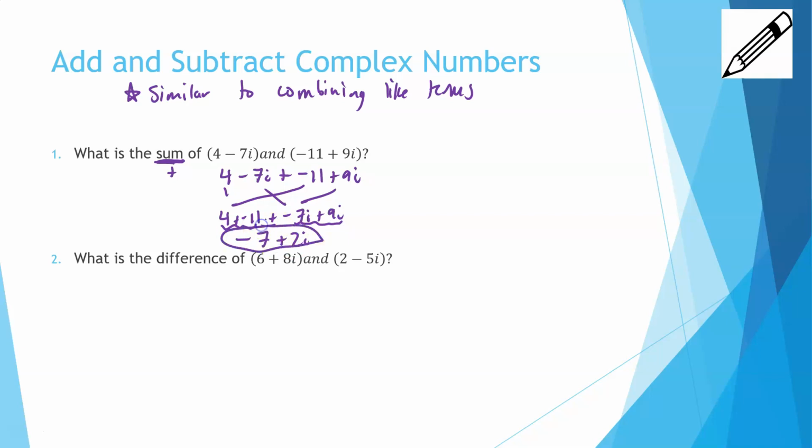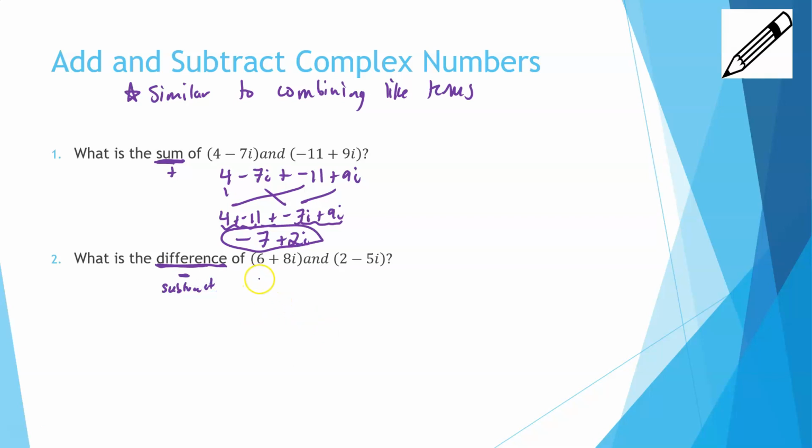Okay, so you literally just combine the like terms. If they're imaginary, add them together, and if they are the real parts, add them together. You do not have to show the amount of work I did there. That's just to give you a visual. If I ask you to find the difference, we need to understand that means subtract.